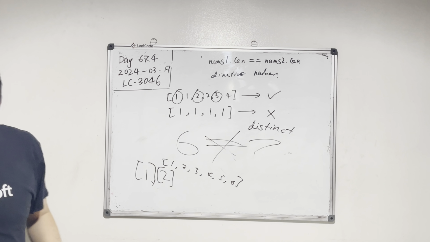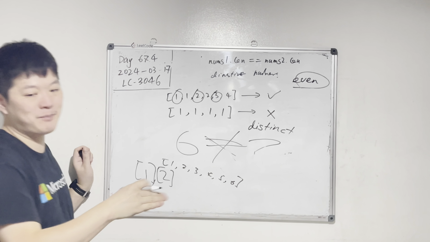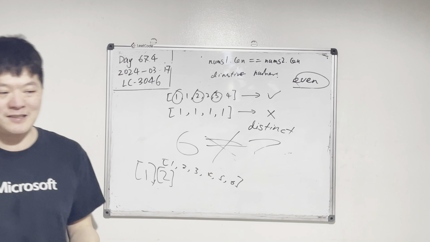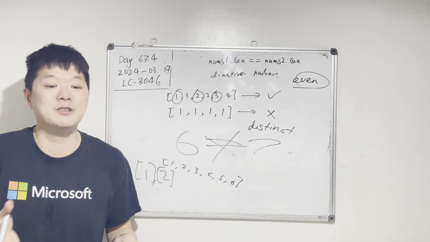It has to have an even amount of numbers. If it's odd, we just simply return false, right? It's simple. There's no way to split into 2 equal parts. That's common sense.